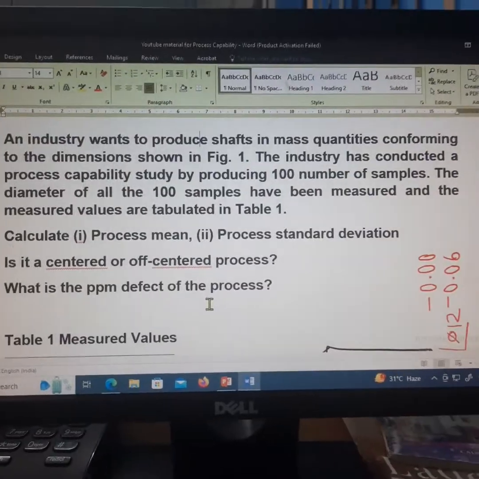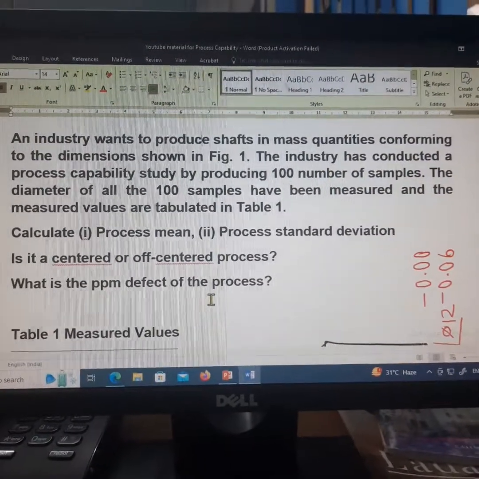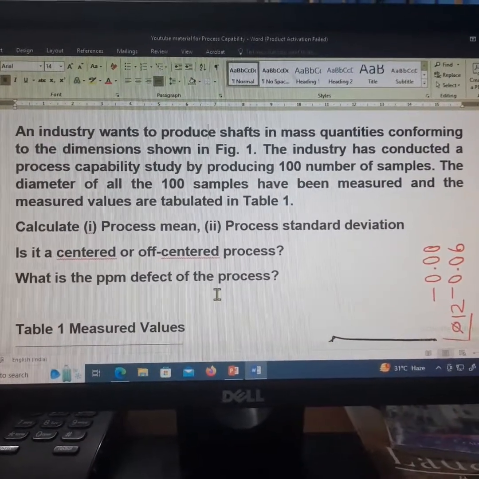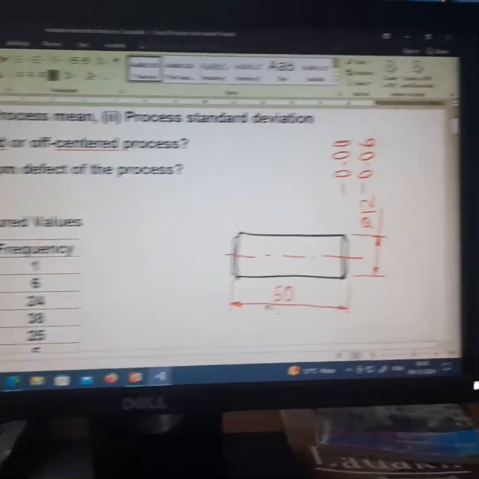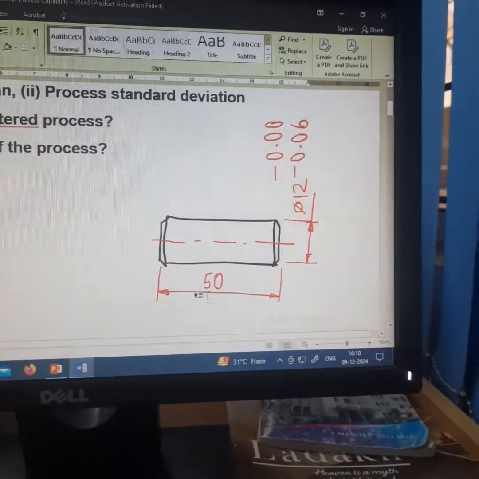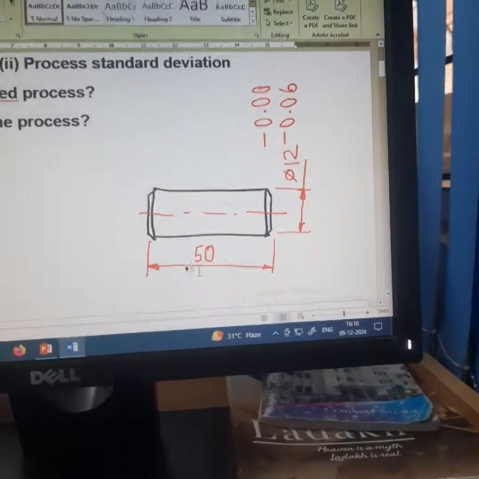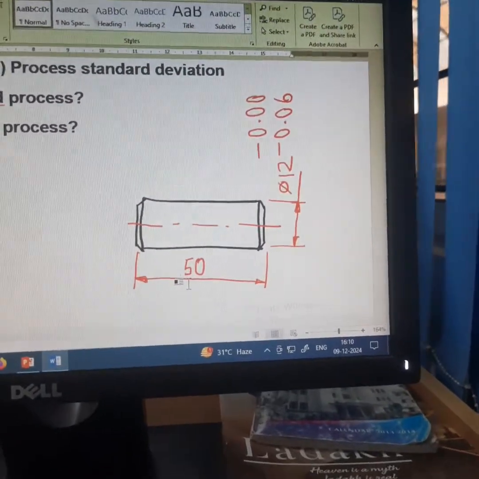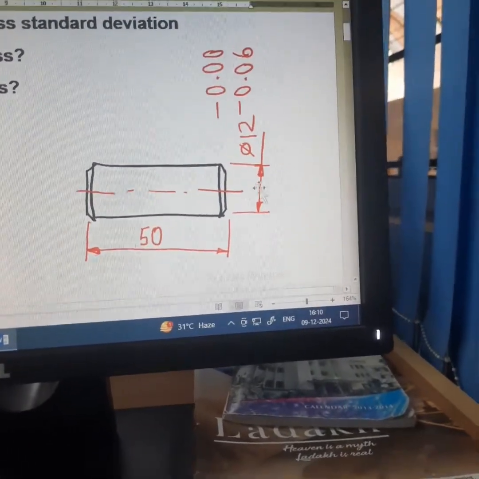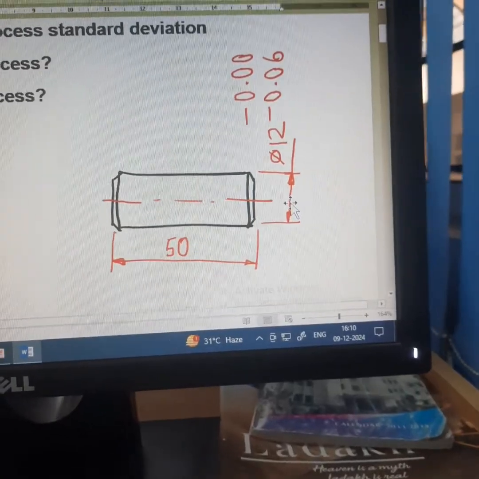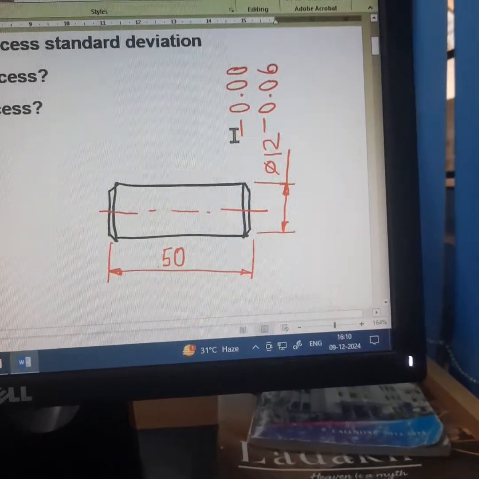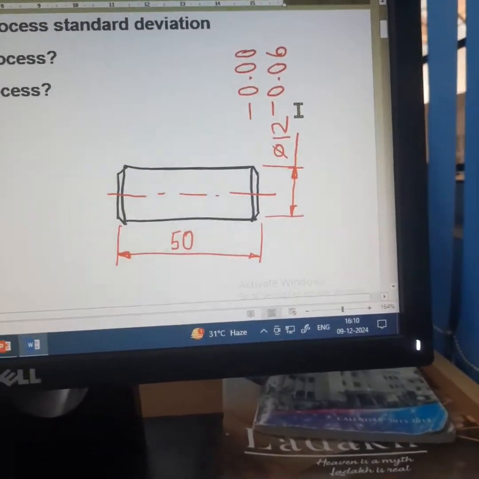So this is the second example. Now this is the blueprint drawing of the shaft. It has a diameter of 12, minus 0, minus 0.06.